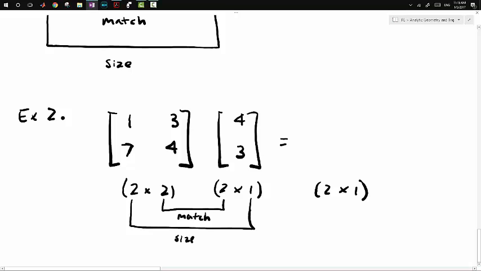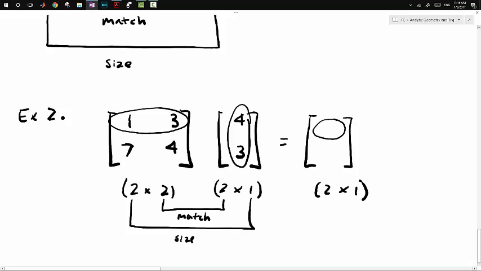So how this is performed is that, we know we're going to have 2 rows with 1 column. This first element in the resultant matrix is basically going to be this row and this row.